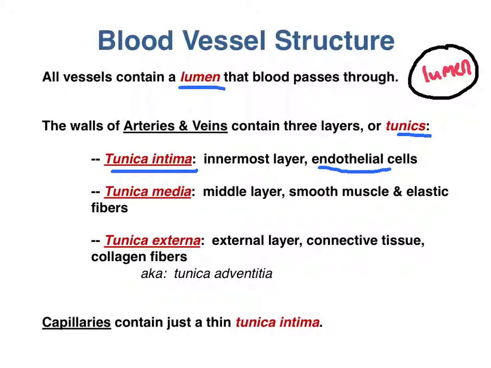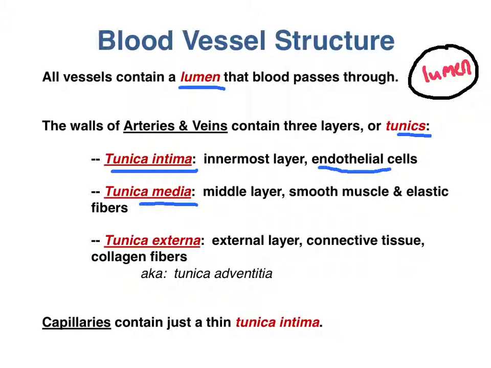Outside of the tunica intima is the tunica media, the middle layer. This layer is made up primarily of smooth muscle cells. These smooth muscle cells control vasoconstriction, that's making the blood vessels smaller, and vasodilation, making the blood vessels wider. When the smooth muscle cells contract, the lumen narrows, that's constriction. When the smooth muscle cells relax, the lumen widens, that's dilation. This layer also contains elastic fibers, which are particularly important in the larger arteries.